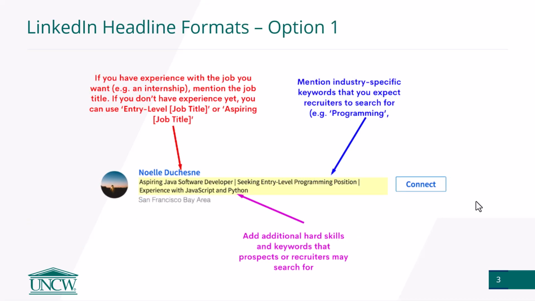So I'm going to include two suggested formats you can use to create your headline. First, option one is basically to create a three-level headline. The first part is going to be talking about the type of position you're looking for. So entry level with the job title, or aspiring with that job title in there, like aspiring Java software developer, which is in this example.